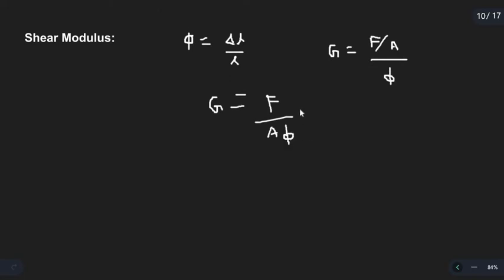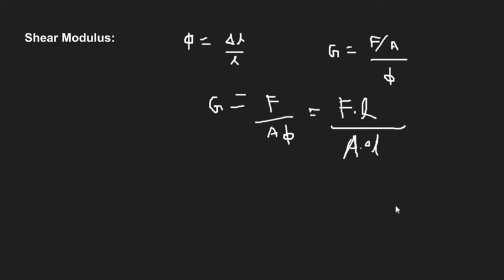Again, I know phi is del L upon L. So you can simply write it like, wait, as F into L upon A del L. Okay. I don't know why my mouse is not working properly. Okay. So just please bear with it. So this is the formula of shear modulus. I think इतना तक आपको क्लियर हो गया है. So we have discussed about the Hooke's law. Hooke's law क्या है आपका? Stress proportional to strain up to the elastic limit.